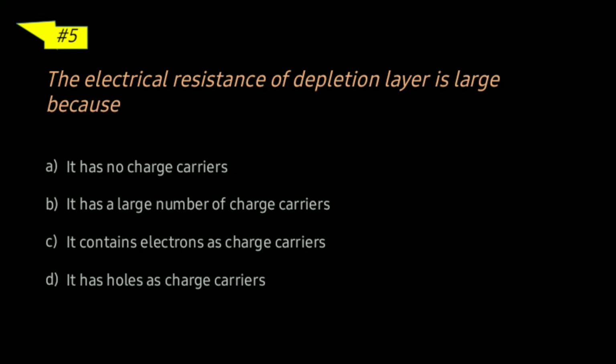Moving on to the next question. The electrical resistance of a depletion layer is large because it has no charge carriers, it has a large number of charge carriers, it contains electrons as charge carriers, or it has holes as charge carriers. The answer for this question is it has no charge carriers, because the depletion layer consists of mainly stationary ions.